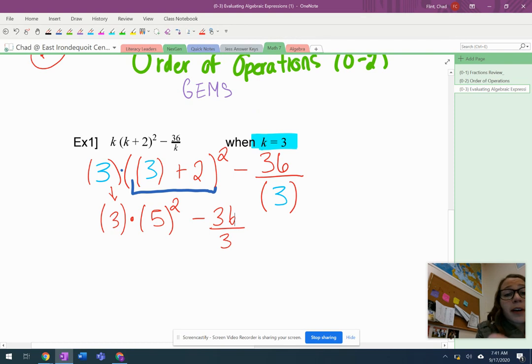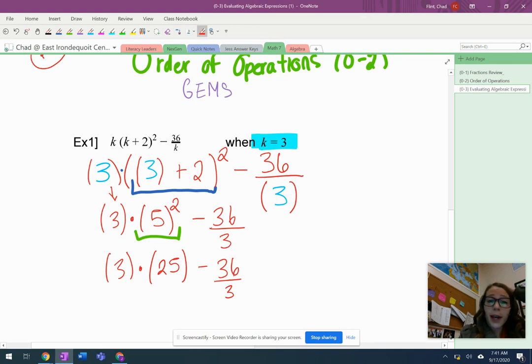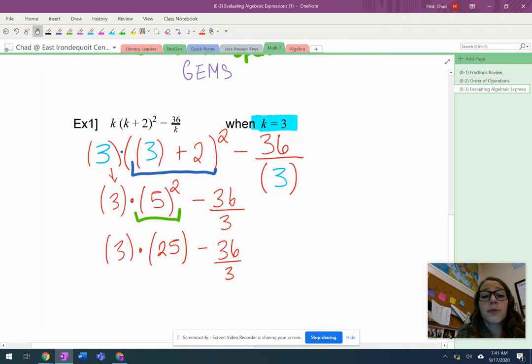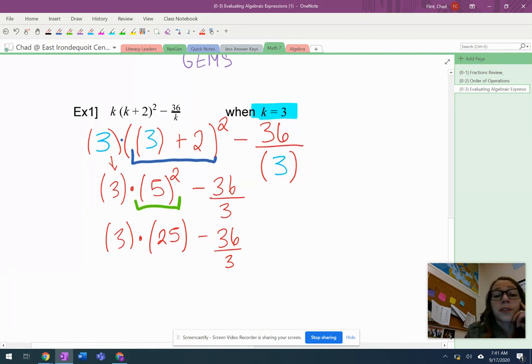All right, so there's nothing else that's being grouped together, so I can move on to any exponents I have. And I do have exponents. I've got a 5 squared right there. So I'm going to carry down that times 3. 5 squared is 25 minus 36 divided by 3. Okay, exponents have been taken care of. Now I'm going to move on to any multiplication or division.